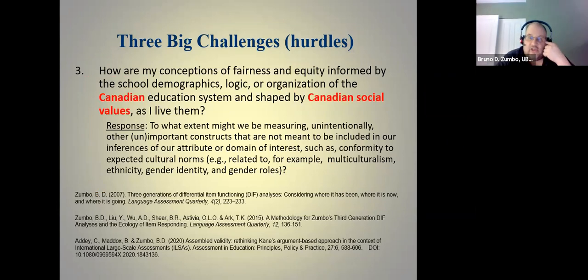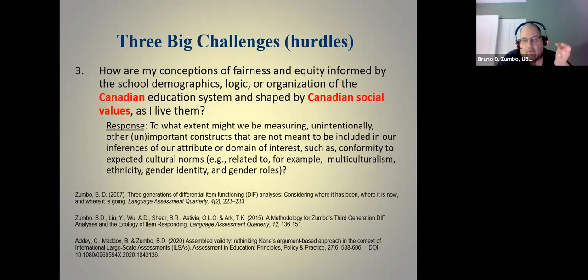The third big challenge or hurdle is how are my conceptions of fairness and equity informed by the school demographics, logic, or organization of the Canadian education system, and shaped by Canadian social values as I live them. Here, I'm really talking about educational testing, but it's more broadly if I'm doing language assessment, psychological assessment. They're all situated within different ecologies and different types of demographics and logics and organizations and systems.